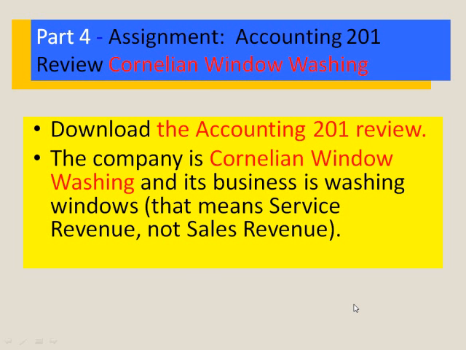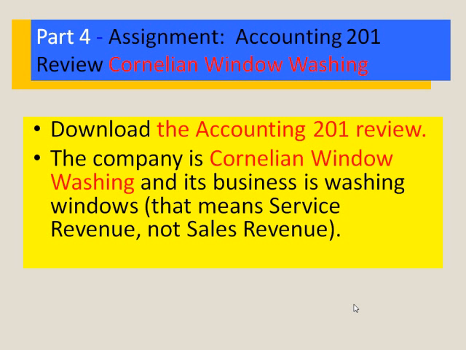Part 4 course overview. I'm going to introduce the first project that you're going to be doing this quarter, and that's the Cornelian window washing assignment. This is a comprehensive accounting problem where you'll do the journal entries, the T accounts, the trial balance, and the statements. And you'll also do some analysis. This assignment is due next week. Please refer to your schedule for all of your course deadlines.